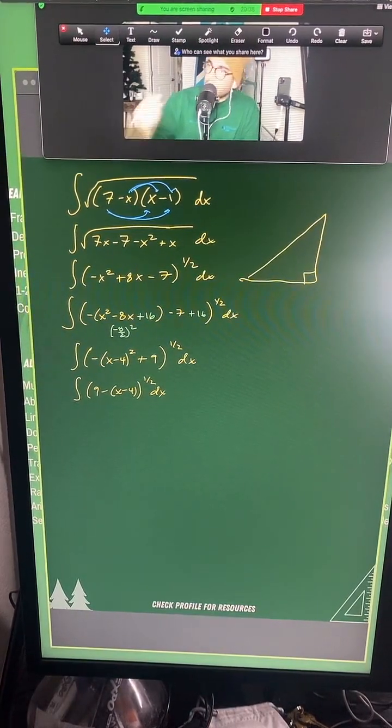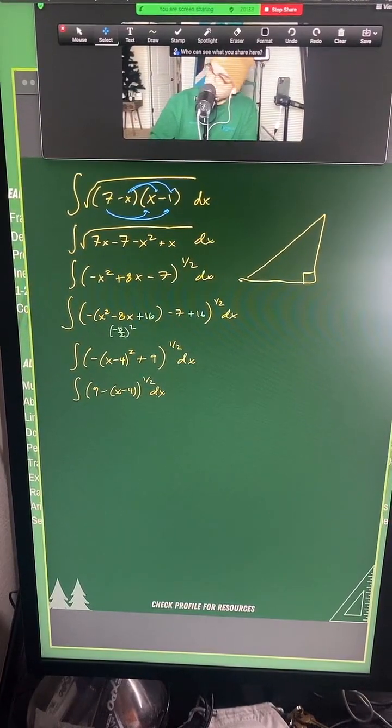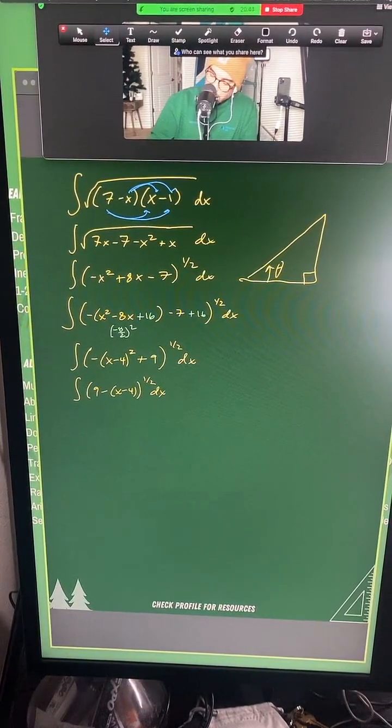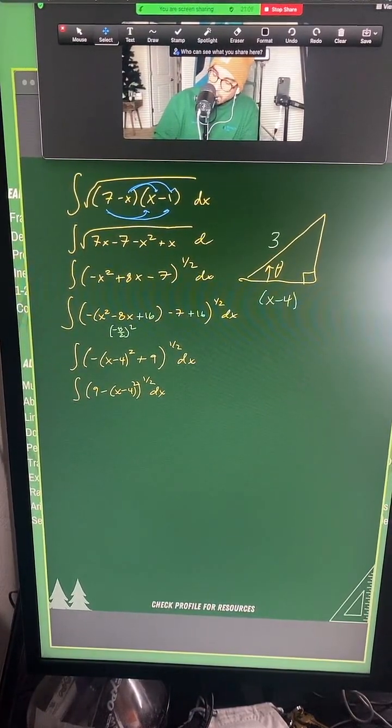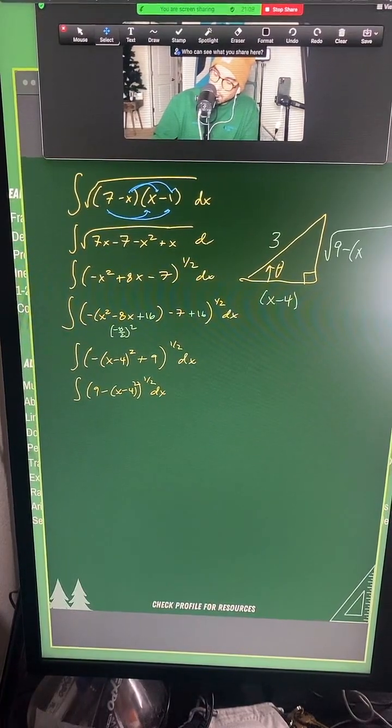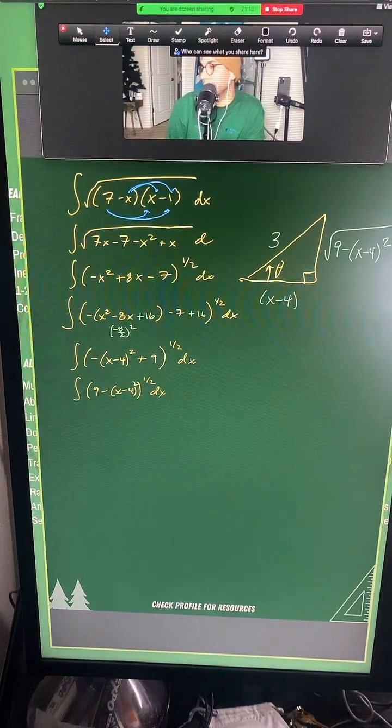So when we use trig sub, we're going to go ahead and create this triangle. Okay, so we have this theta. And then we have this 3 on top. And then we have an x minus 4 on the bottom. You're going to see why I even did that. Okay. And then this side over here is going to be the square root of 9 minus (x minus 4) squared. Who can tell me how I got that?